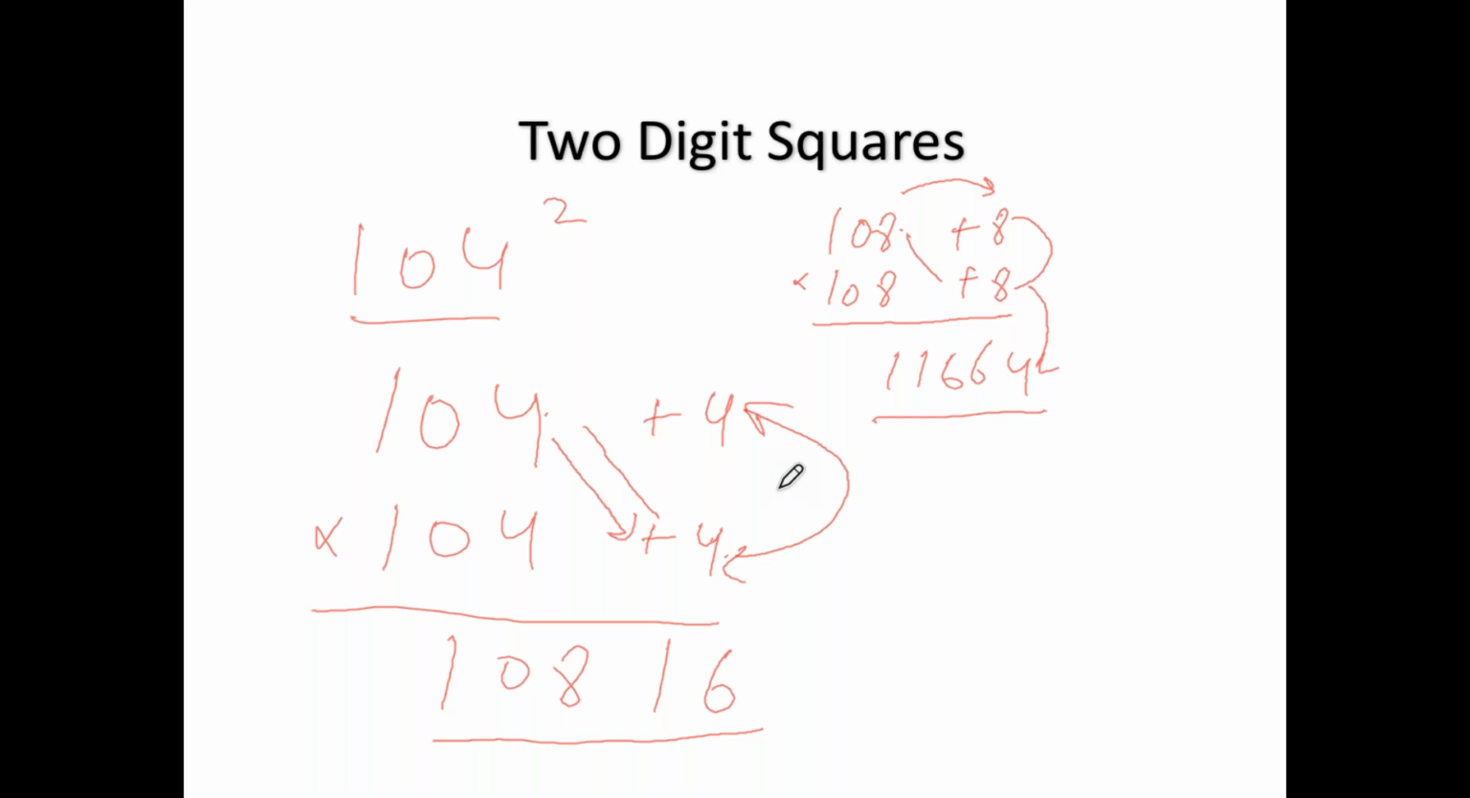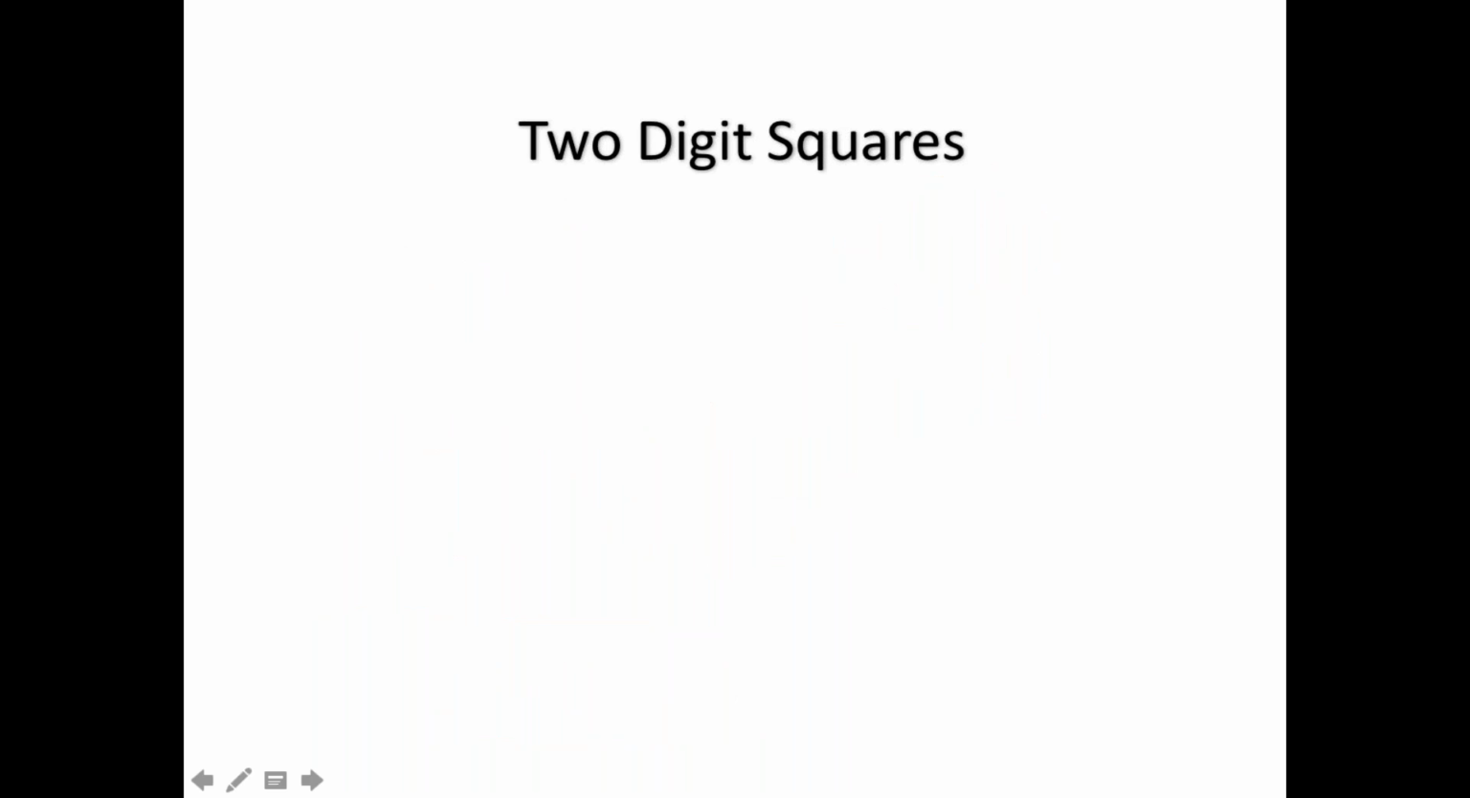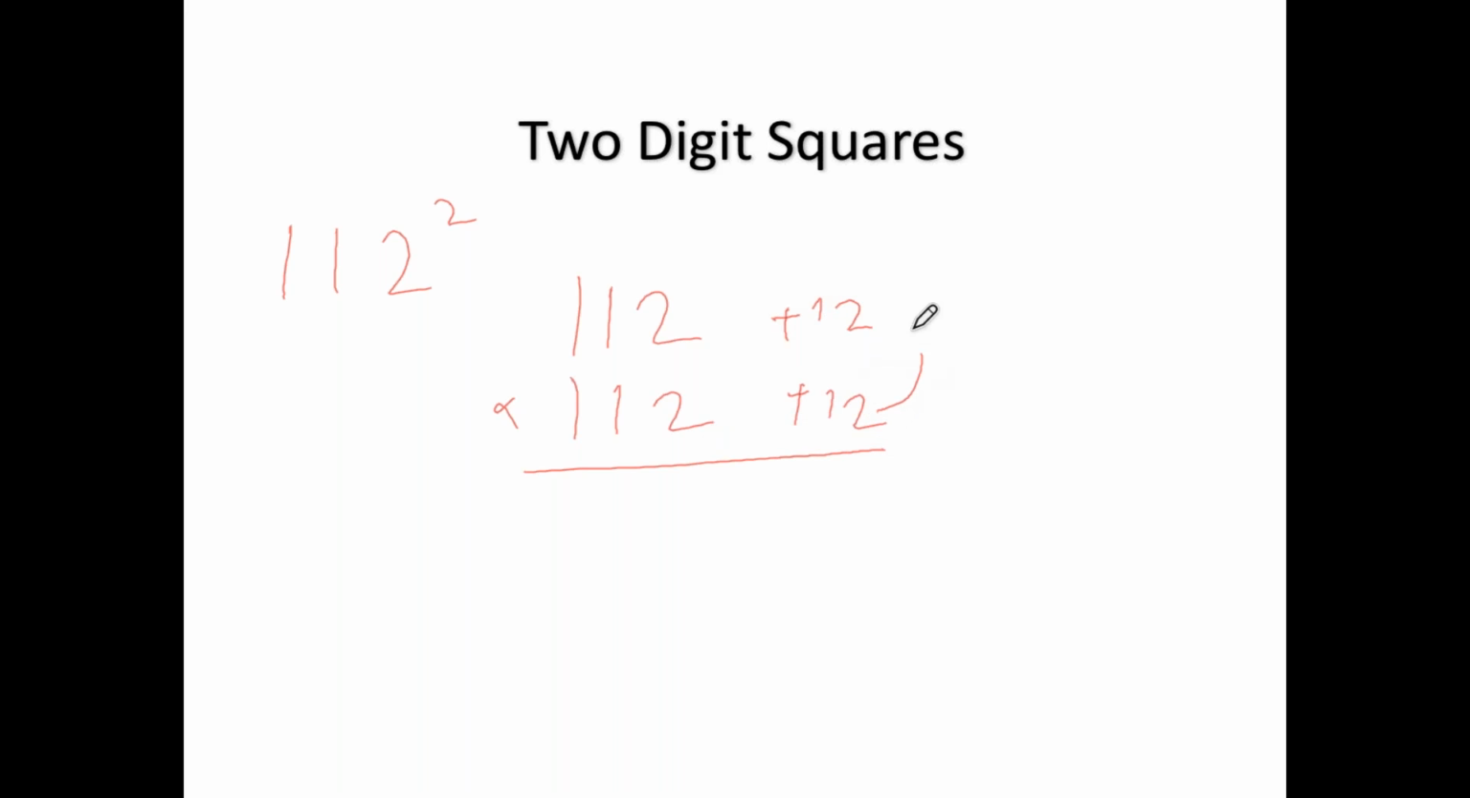Mehak, done. Good. So I'm doing another square, which is slightly bigger than the squares that we've already done. So what if I have 112 square instead of 104, 108? What do we do then? So 112 multiplied by 112. We can write plus 12 here, and plus 12 here. What is 12 into 12? I want you to answer.